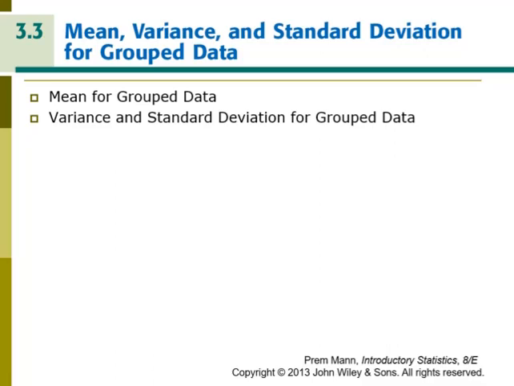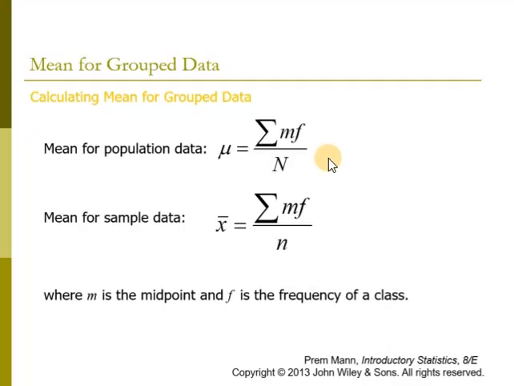In previous sessions, we learned how to calculate the mean, variance, and standard deviation for ungrouped data. In this section, we will learn how to calculate the mean, variance, and standard deviation again, but for the grouped data. To calculate the mean for grouped data, first find the midpoint of each class and then multiply the midpoints by the frequencies of the corresponding classes. We will look at an example using a table later.